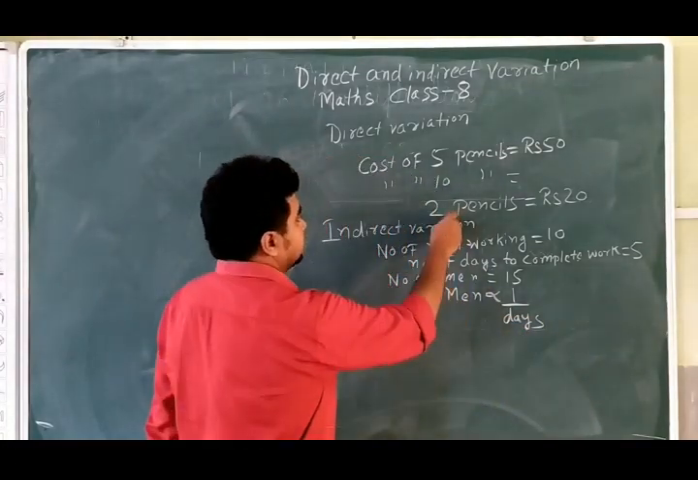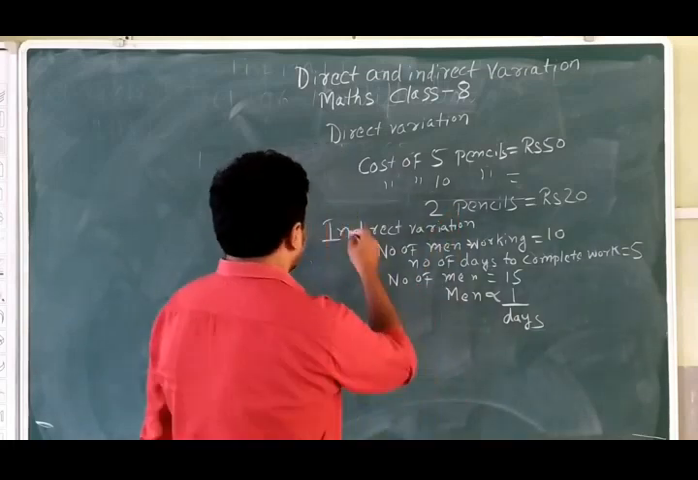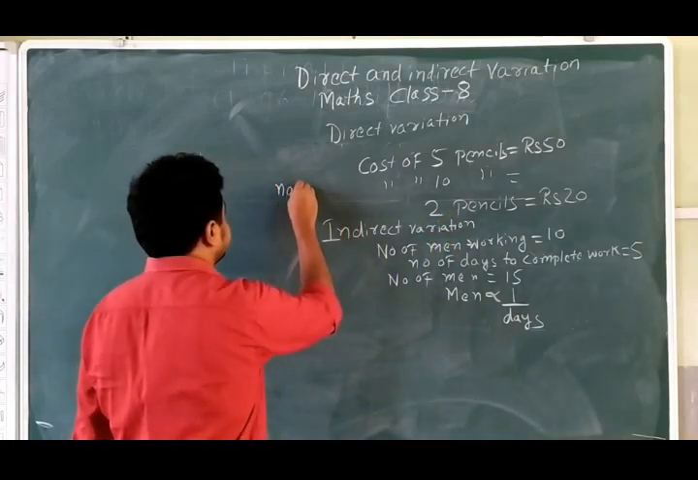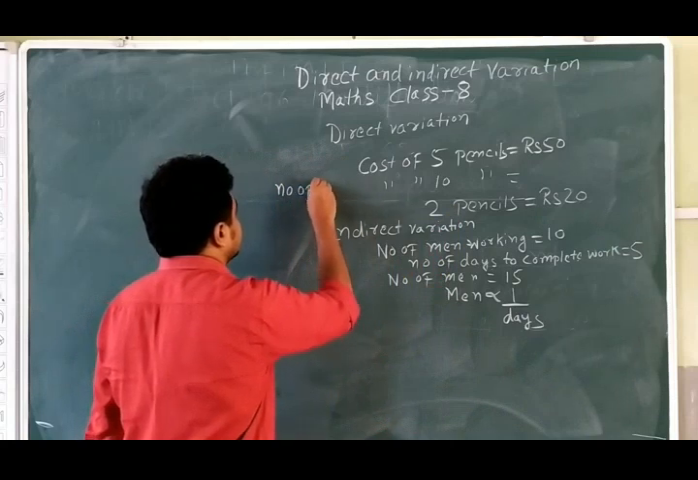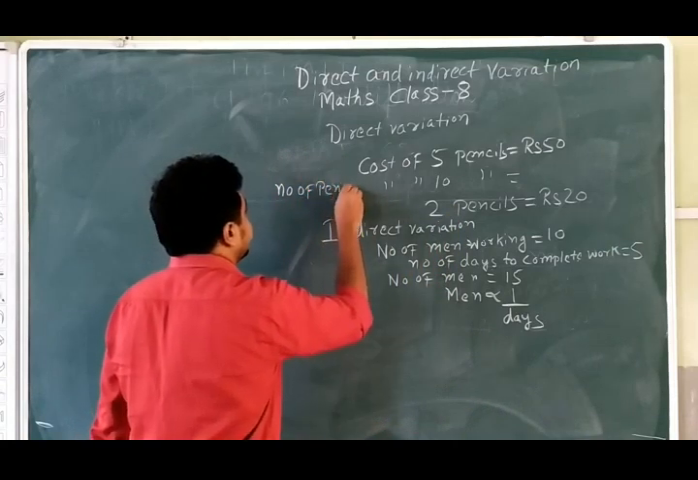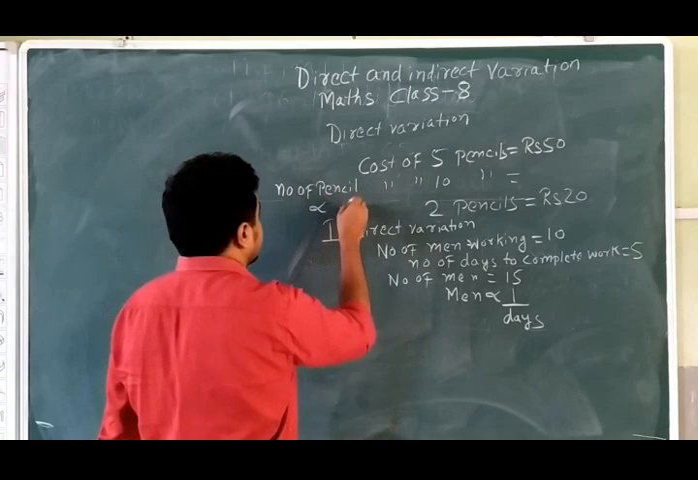And in the first case, what was the relation? Number of pencils is directly proportional to cost.